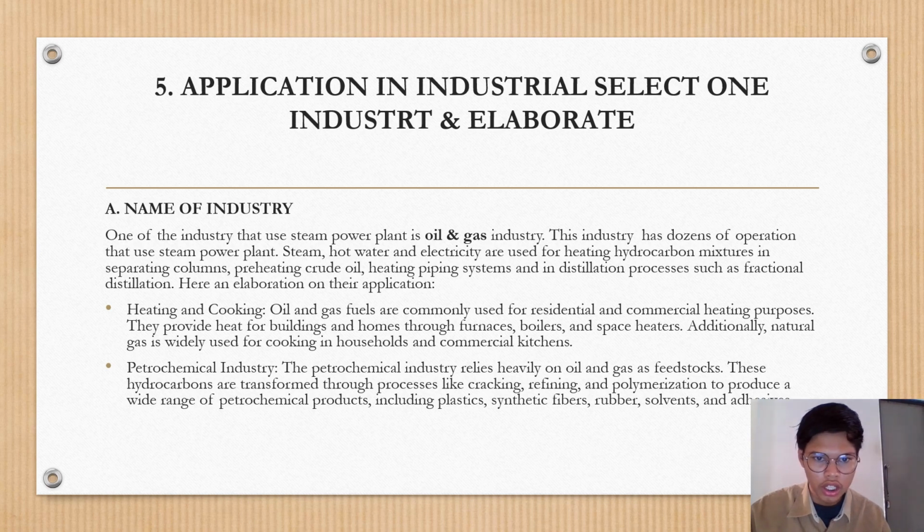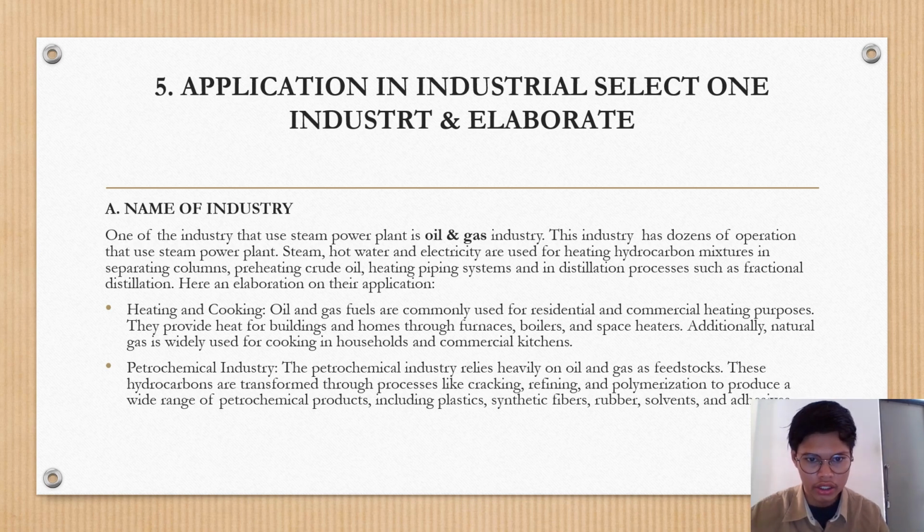Heating and cooking. Oil and gas fuels are commonly used for residential and commercial heating purposes. They provide heat for buildings and homes through furnaces, boilers and space heaters. Additionally, natural gas is widely used for cooking in households and commercial kitchens.